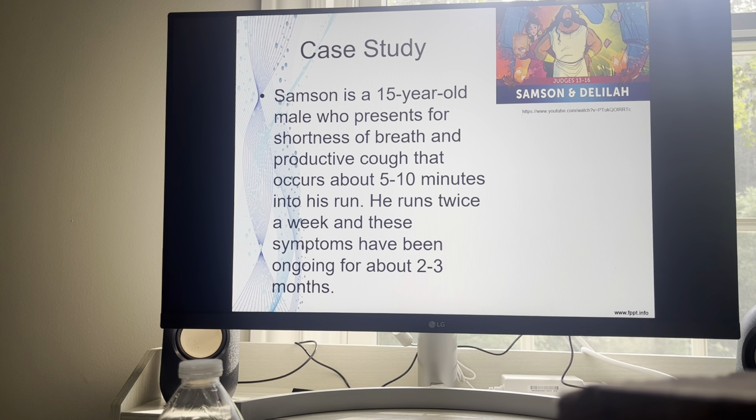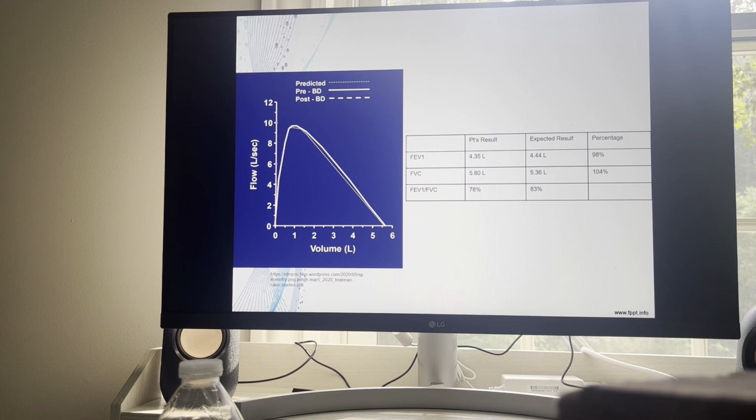Samson, 15-year-old male who has shortness of breath and cough that occurs 5 to 10 minutes into his run. He runs twice a week. And these symptoms have been going on for about 2 to 3 months. All right, excellent candidate for spirometry. We have the expiratory portion of this flow loop. Is it adequate? Yes, that's really good effort. Is it normal? Yeah, we don't see any concavity. It's not sloping inward. So the flow loop is not suggestive of obstructive lung disease.